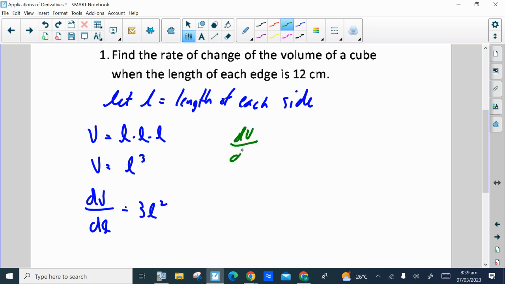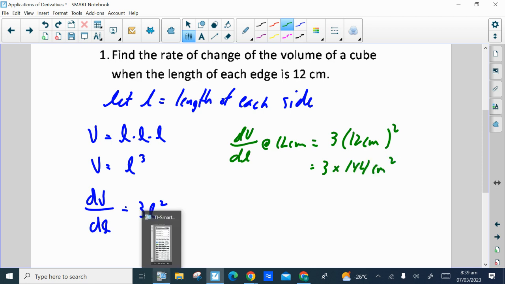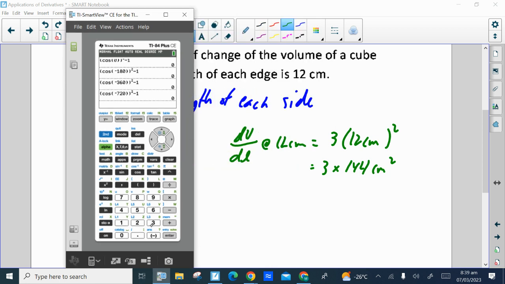So the derivative dV by dL at 12 centimeters would be 3 times 12 centimeters all squared. 12 squared is 144, so this will be 3 times 144, which is going to give us a positive value, which means that the cube started with a smaller edge length than 12 and it was getting larger, and this is the instantaneous rate of change, 432.